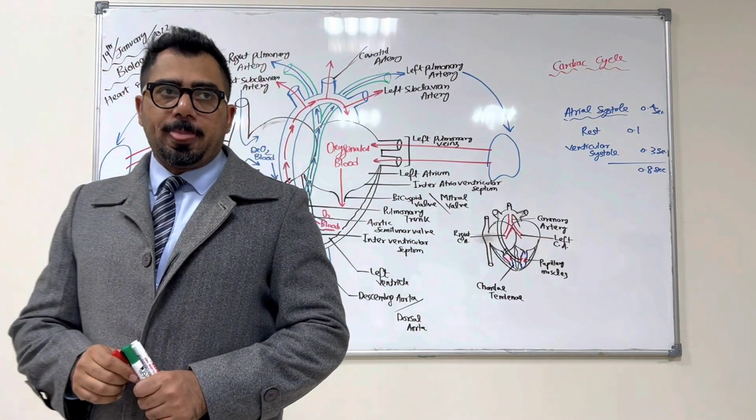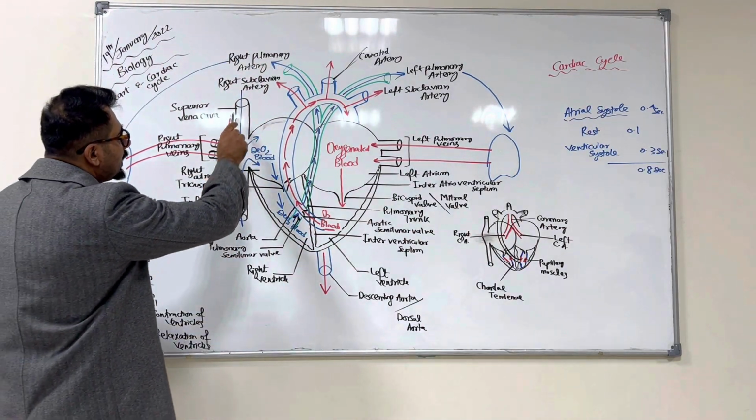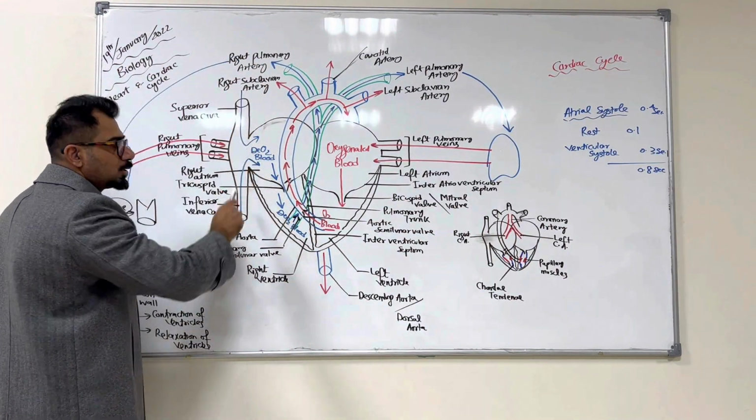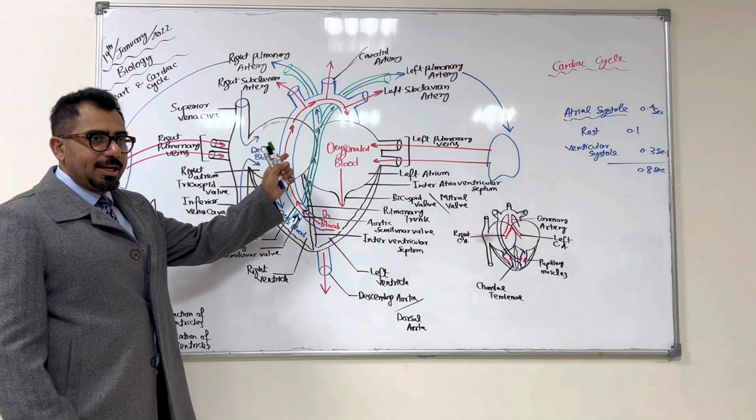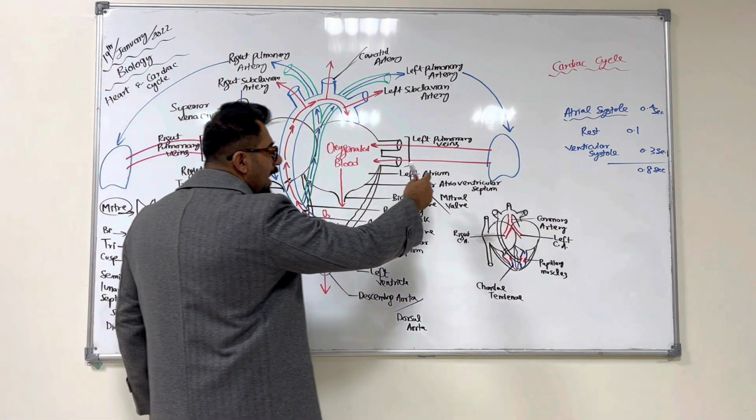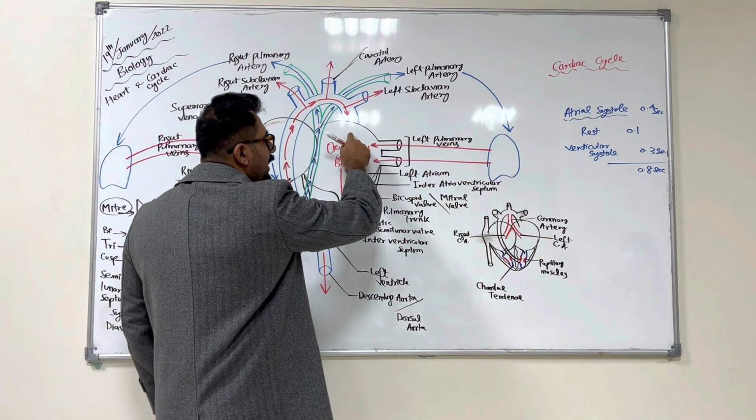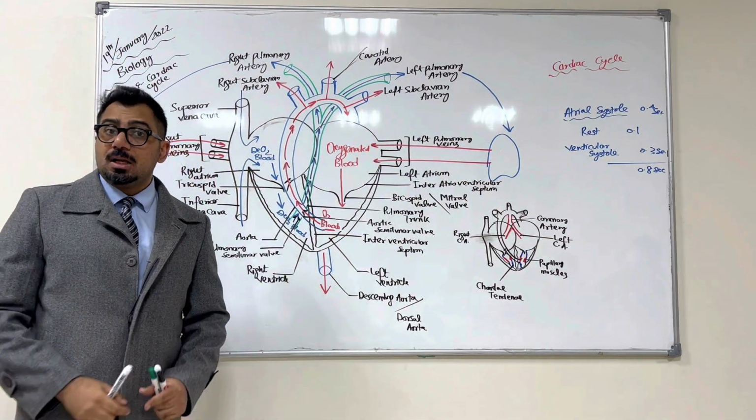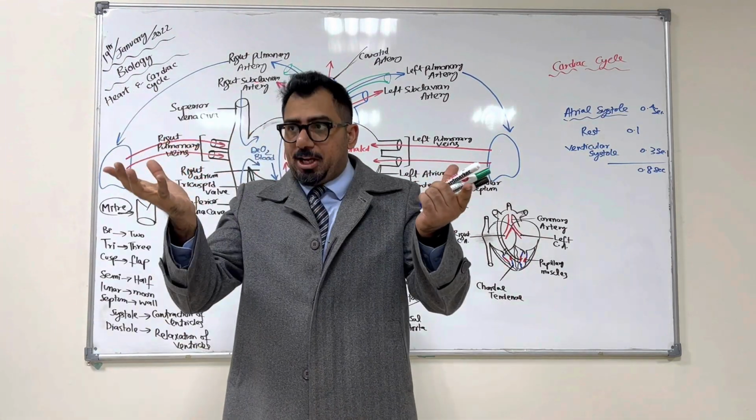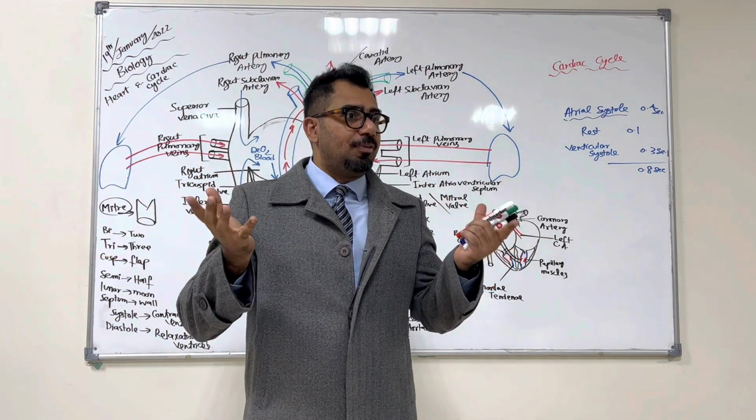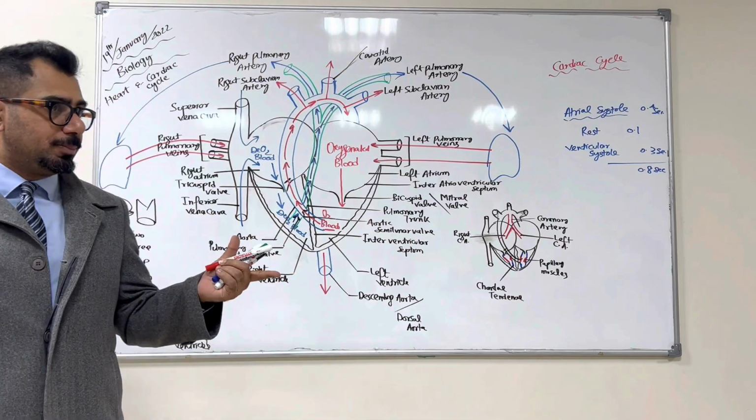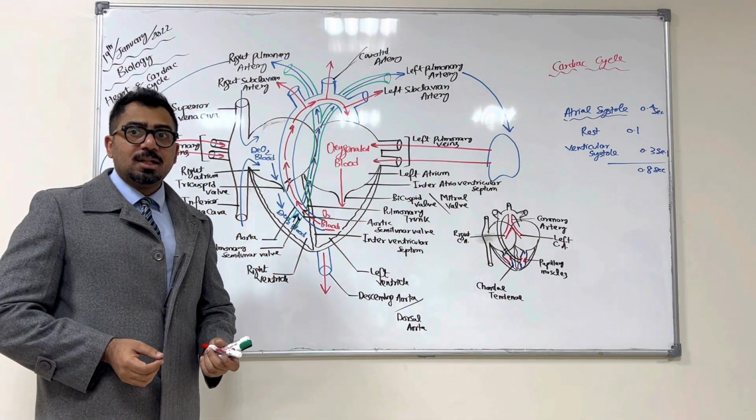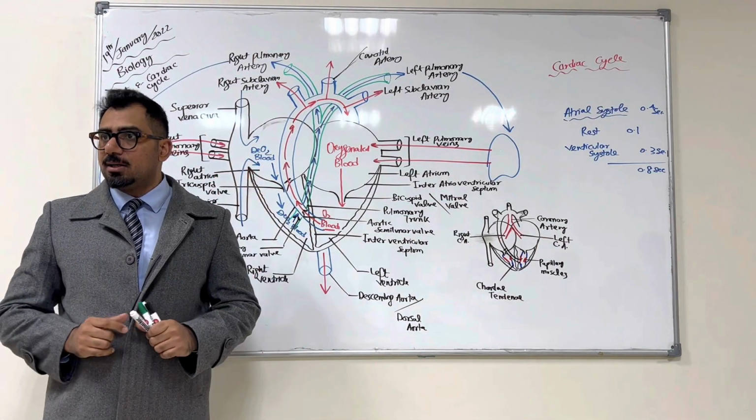Now what happens when the blood comes from the superior vena cava and inferior vena cava into the right atrium, and the blood coming from both lungs into the left atrium. Now blood is coming with some pressure, right? Definitely the pressure is low, just 5 millimeters of mercury because it is coming from the veins.